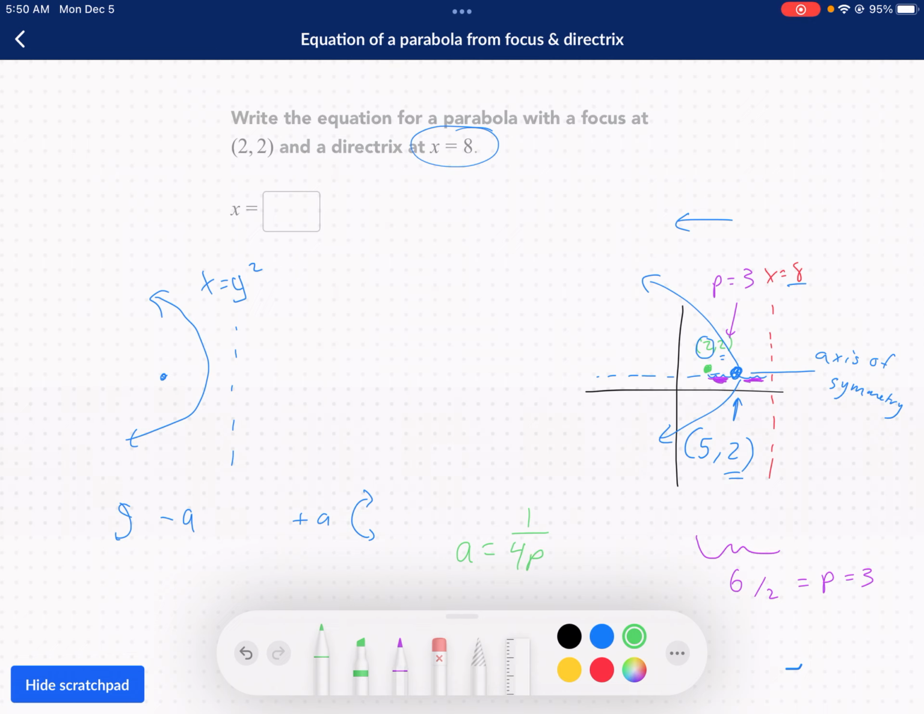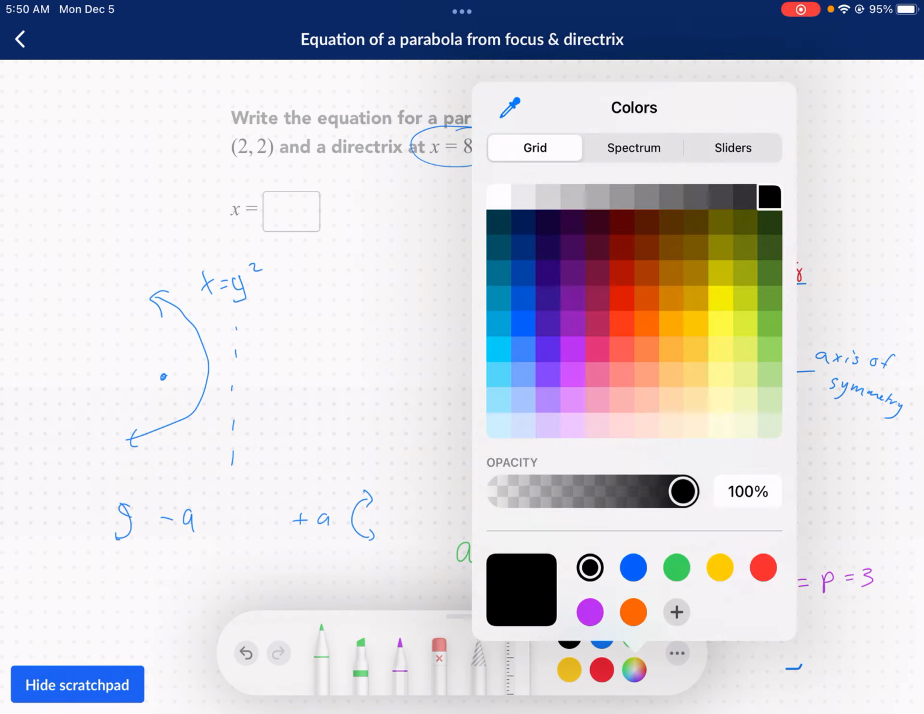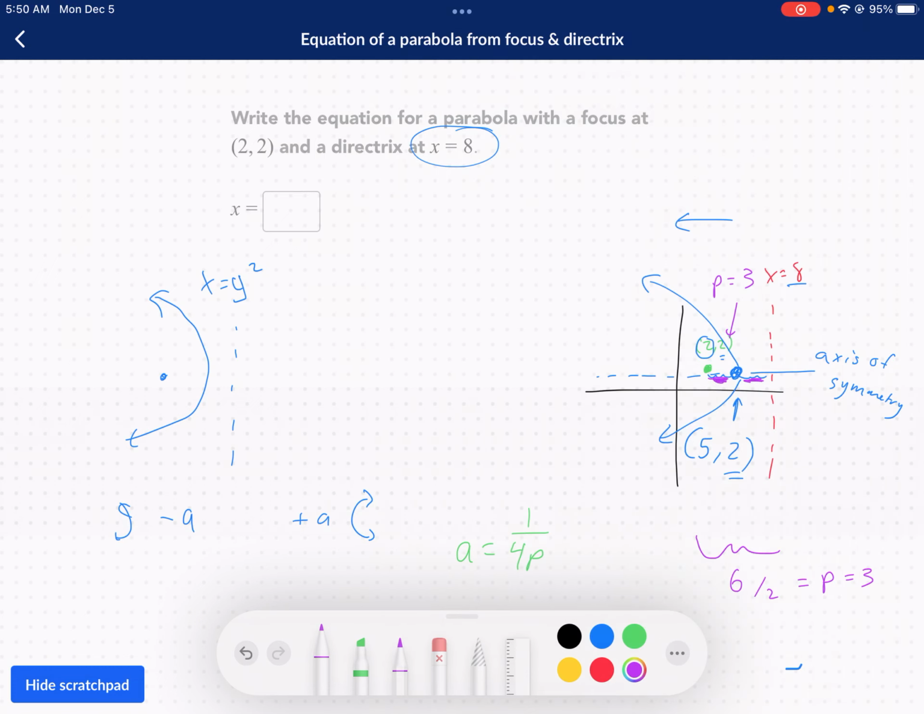Now, I need to make a modification to my p because it goes to the left. My focus is to the left of my vertex here, so it's negative. It's going in the negative direction. I always just like thinking of that. If it goes to the left, it's going to be negative. Go to the right, positive. Same thing for up and down. Up is positive, down is negative. So this is going to be 1 over 4 times negative 3, so that's 1 over negative 12, or negative 1/12.